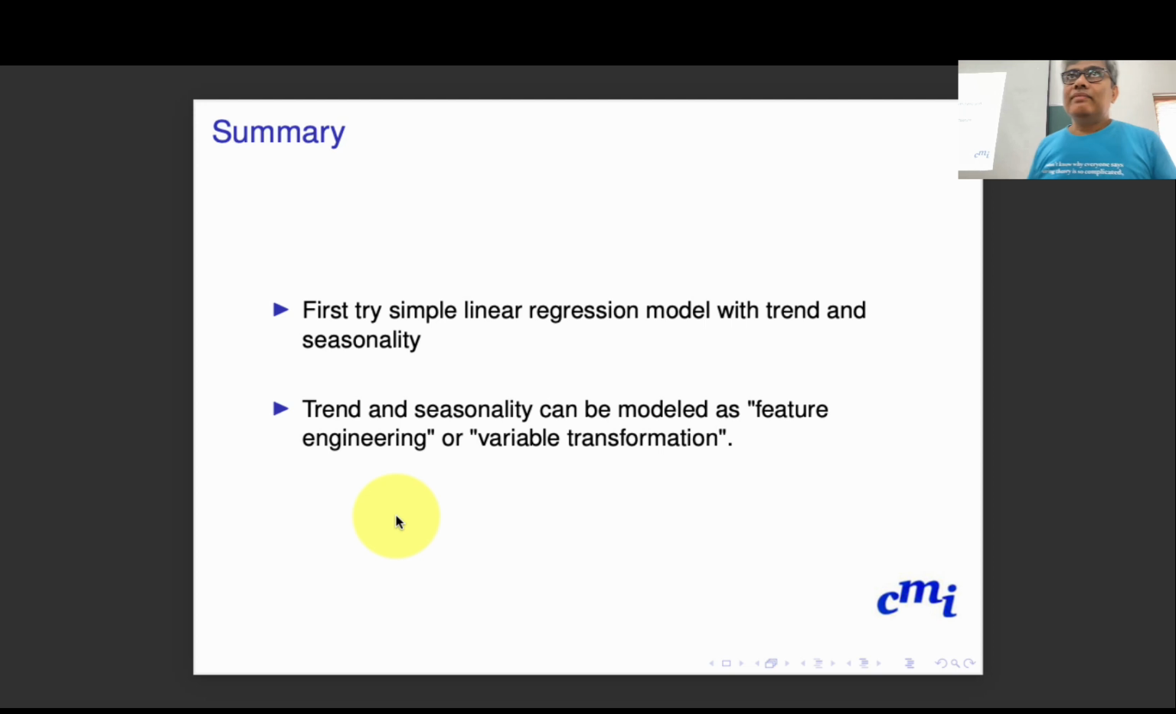ARMA, ARIMA, SARIMA type models are very good in modeling the local behavior. They are not necessarily good in, sometimes they're also good, but ARMA and ARIMA particularly are not good in picking up the trend.